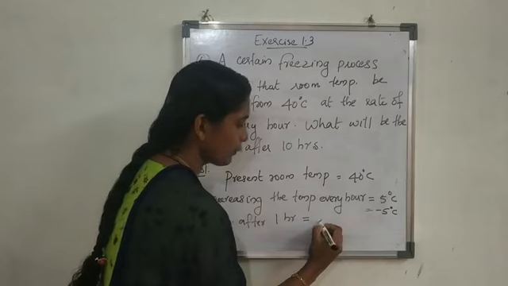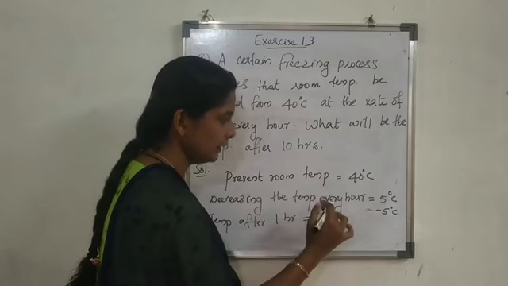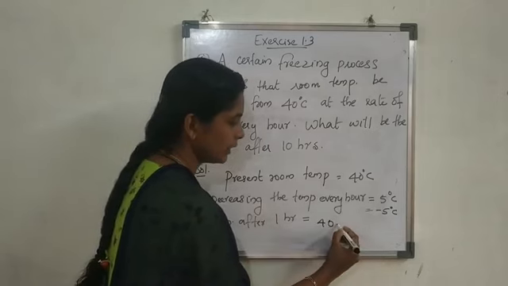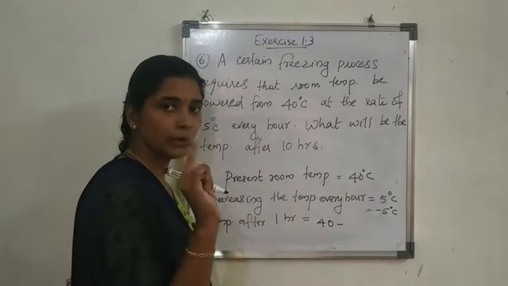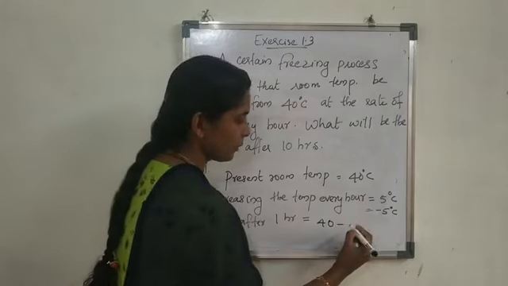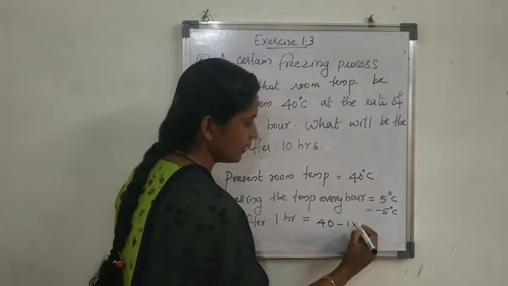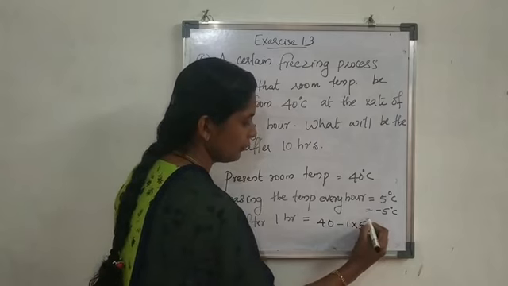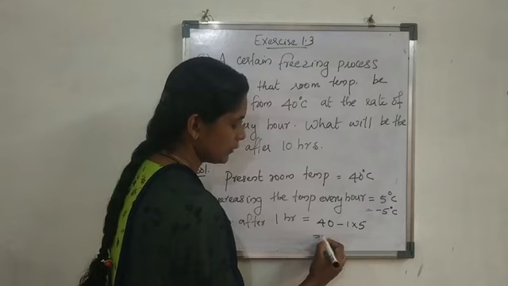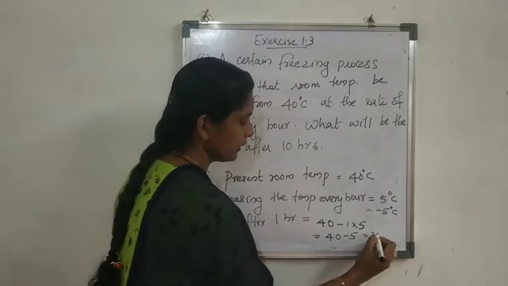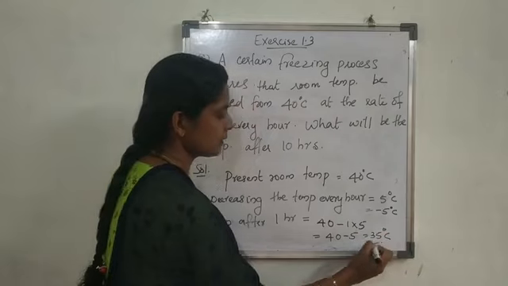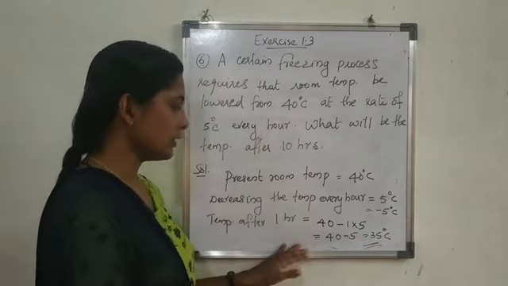Just find out the temperature after 1 hour. In 1 hour, 40 degrees are present, then 40 minus, how much is decreasing? 5 degrees is decreasing. Minus 1 into 5. That is equal to 40 minus 5, which is equal to 35 degrees Celsius. This is the temperature after 1 hour.